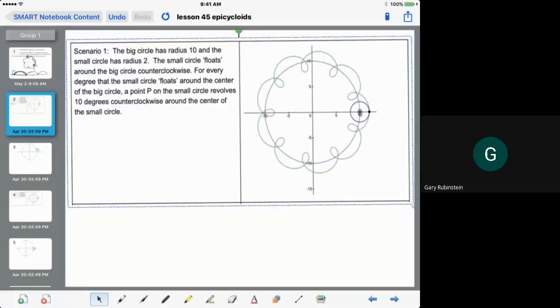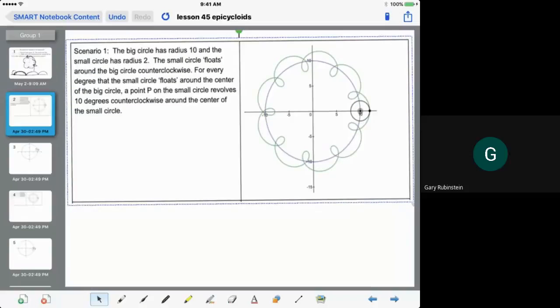Okay, so it's a little bigger, it's a little distorted, but it's okay. Now this is not the epicycloid. We're building up to that. What's going on here is I have a big circle with radius 10, and I have a small circle with radius 2. But in this one, the small circle is not rolling around the edge of the large circle.